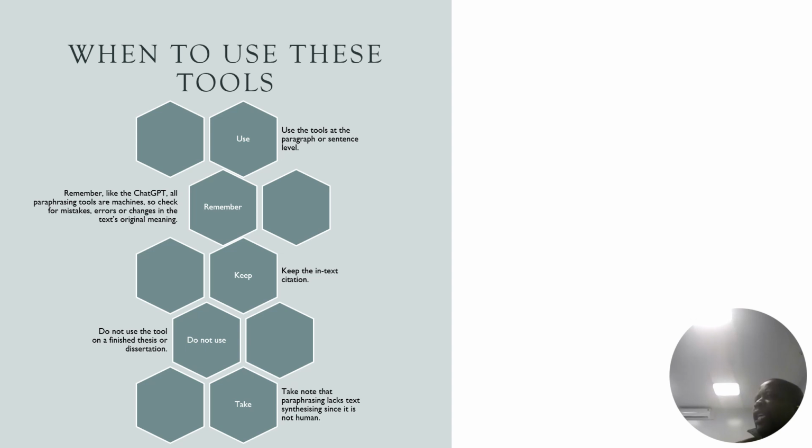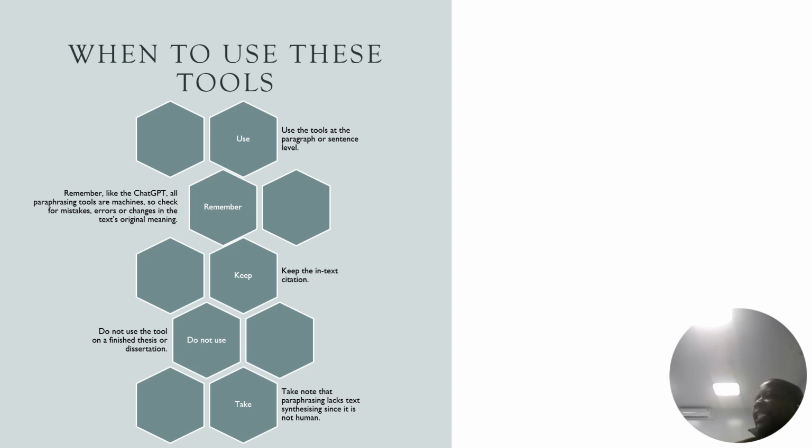So also remember, when you're using the AI paraphrasing tool, you're using machines. You are not using a human brain. So it's very important for you to check for all those mistakes that I have mentioned before. And it's very important for you to keep the in-text citation. Don't take other people's ideas and make them your idea, and do not use it on a finished thesis or dissertation. Try to use this paraphrasing tool as you write, because you still need to check when you put your work in for paraphrasing, a sentence for paraphrasing.